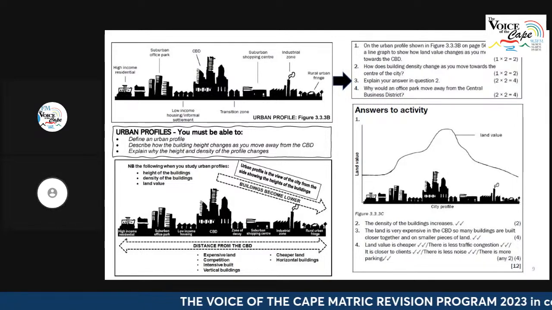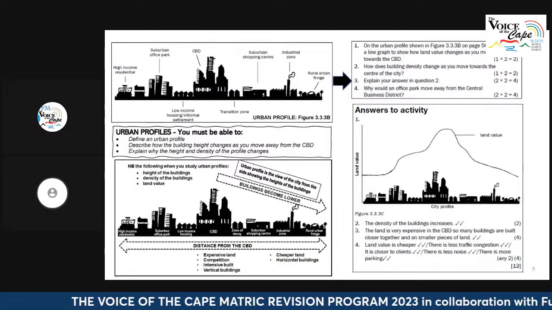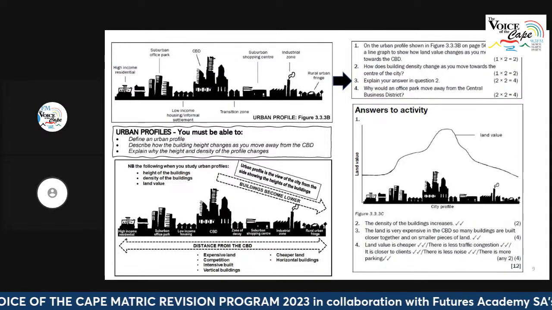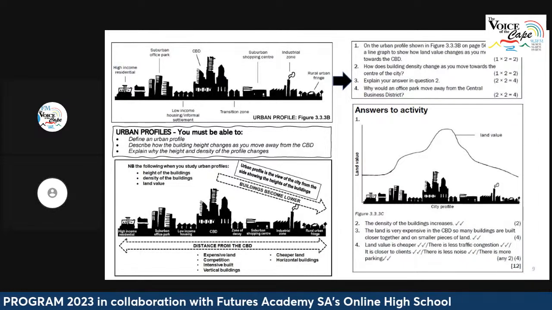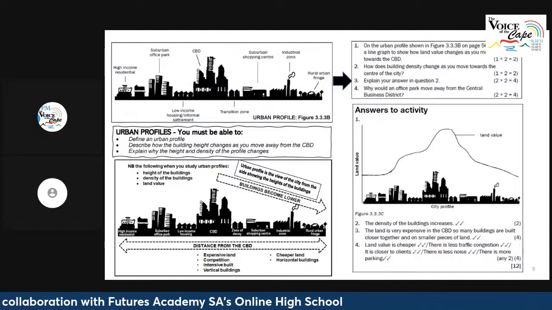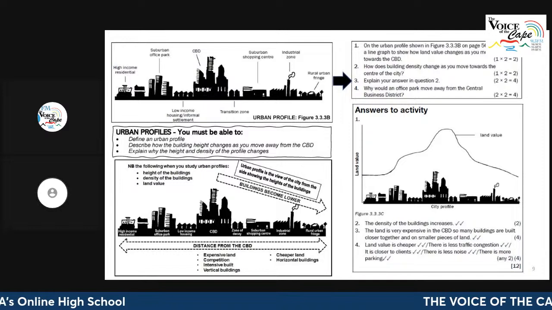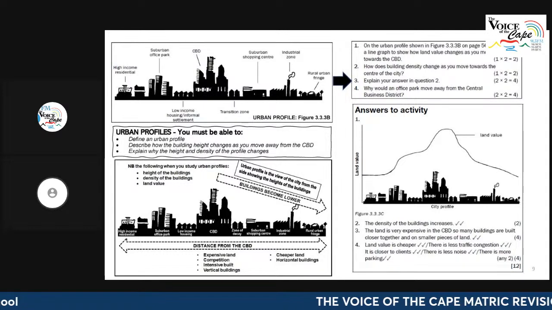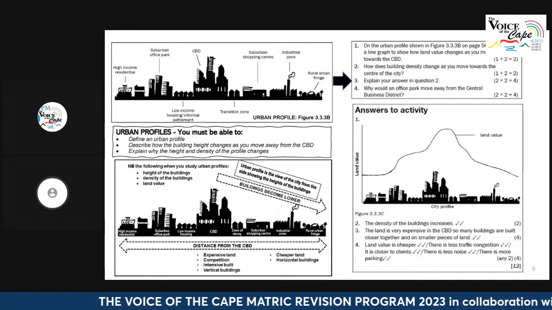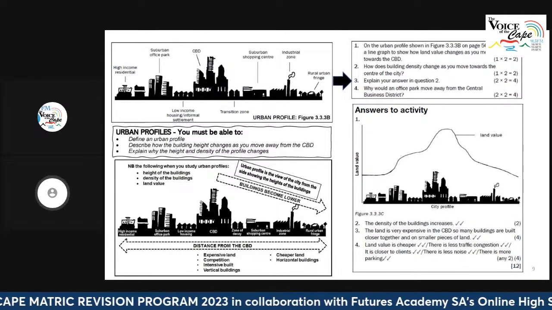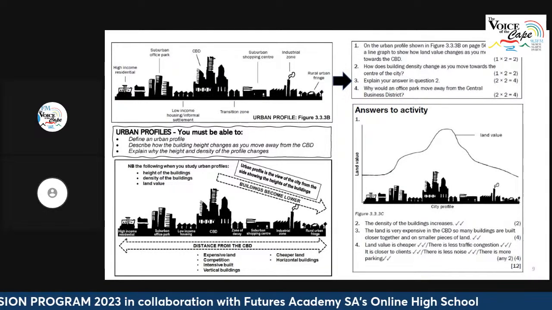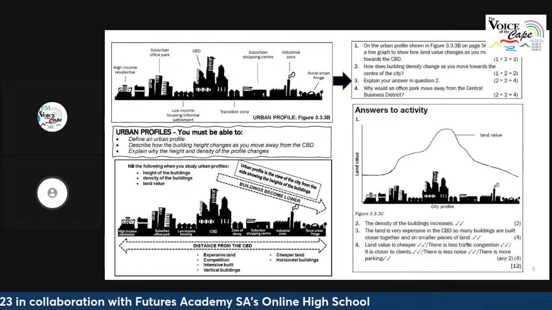So I'm going to just go quickly through a typical example of a question that is based on it. It says, on the urban profile shown on this particular page, the line graph shows you how land value changes as you move away from the CBD or towards the CBD. First question, how does the building density change? You would say, obviously, it increases as you come towards the center, or it decreases as you move away from the center, just depending on what the question is actually asking you.